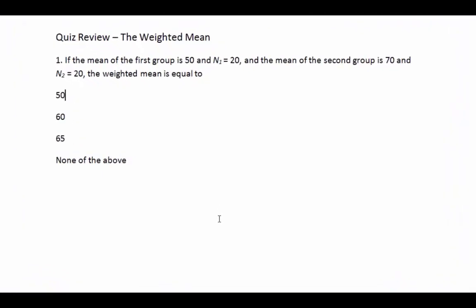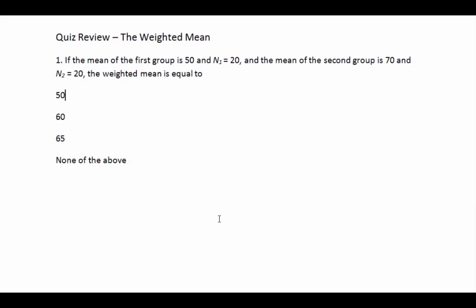In this video, I'd like to review the answers to the quiz, the weighted mean. So question number 1. If the mean of the first group is 50 and the group size is 20, and the mean of the second group is 70 and the group size is 20, the weighted mean is equal to 50, 60, 65, or none of the above.